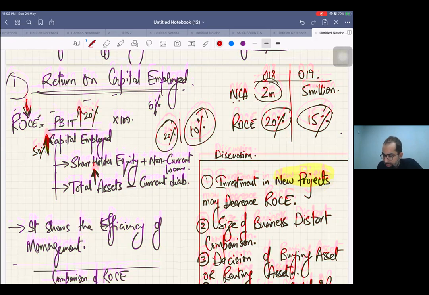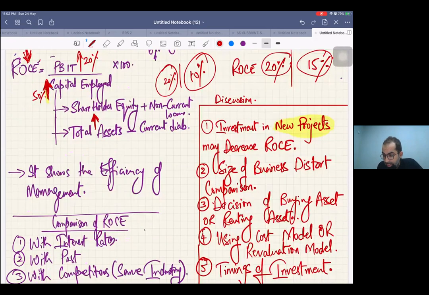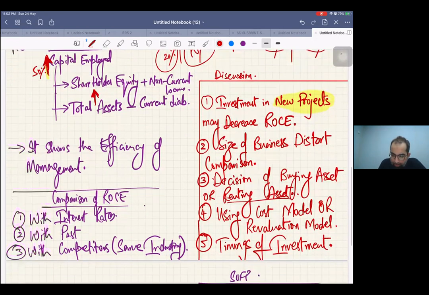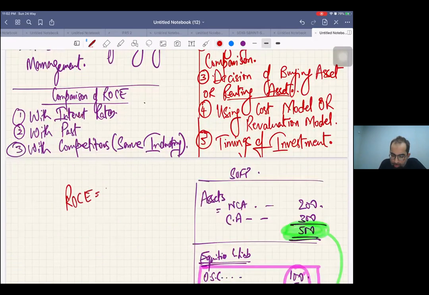Now, decision of buying an asset or renting an asset. Excellent point, and a little bit technical. Let us say my return on capital employed is 20%.